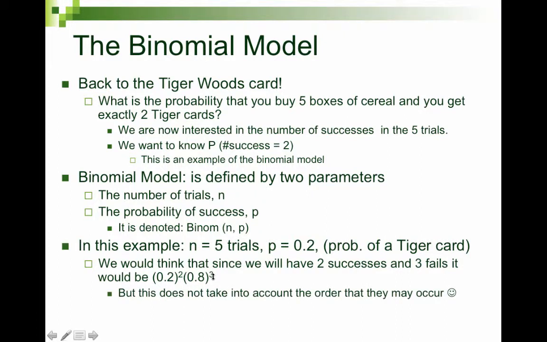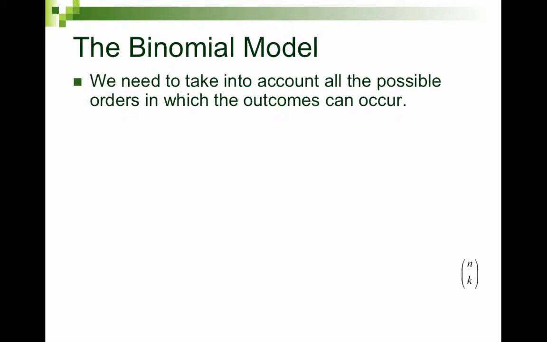The issue with doing that is that it doesn't take into account the order that we could get the cards. We could open up 5 boxes of cereal, and in the first 2 boxes that we opened, we got Tiger Woods card. Or maybe it occurred in the first box and the last box, or the second and the 4th box, or the 3rd and 4th. Any combination could result in 2 successes and 3 failures. That means that we need to take into account all the possible orders in which the outcomes can occur.